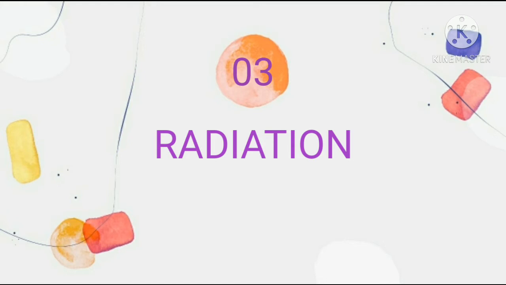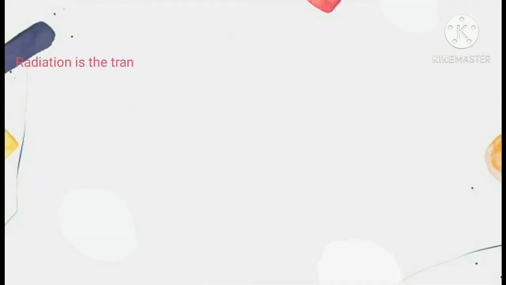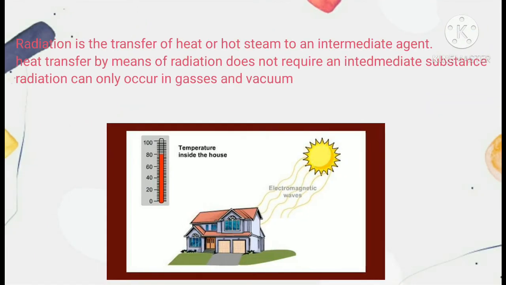Okay, we will review radiation again. Radiation is the transfer of heat without an intermediate agent. Heat transfer by means of radiation does not require an intermediate substance. Radiation can occur in gases and in a vacuum.